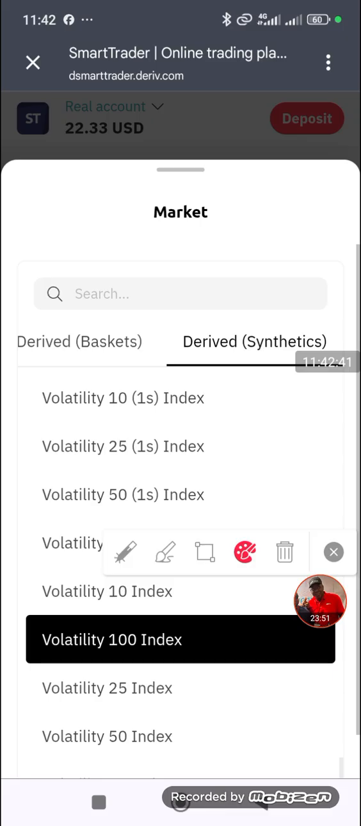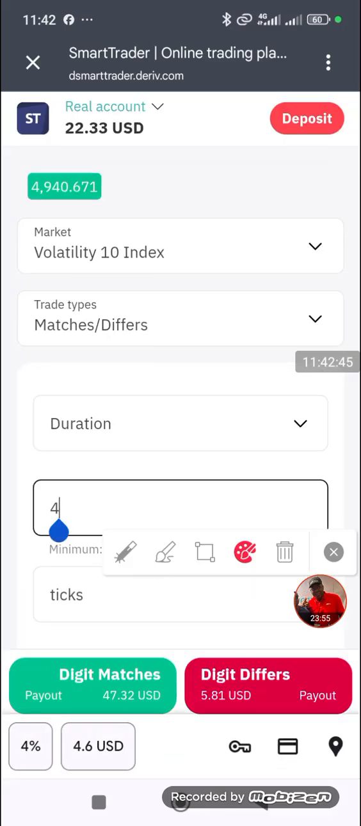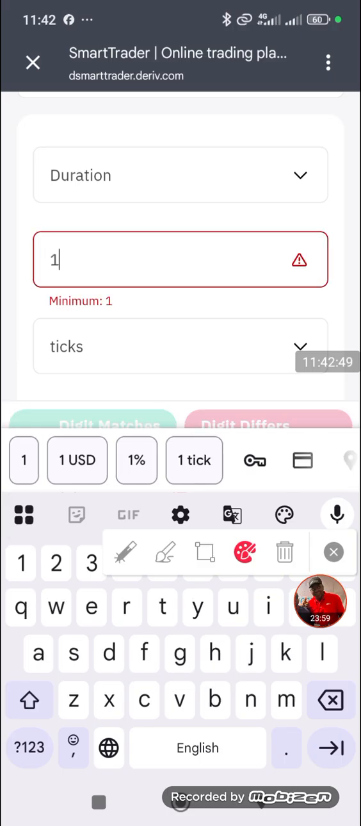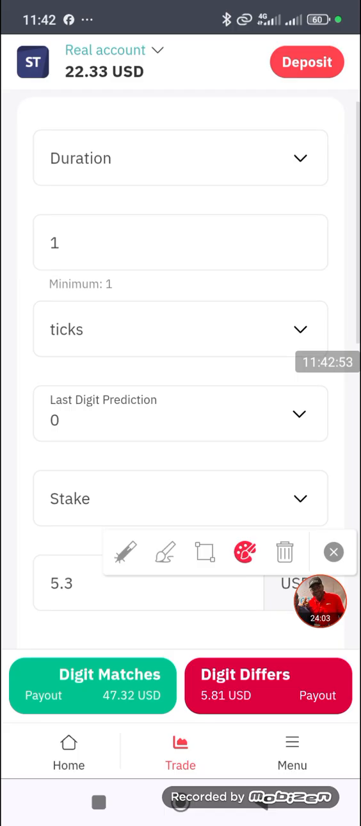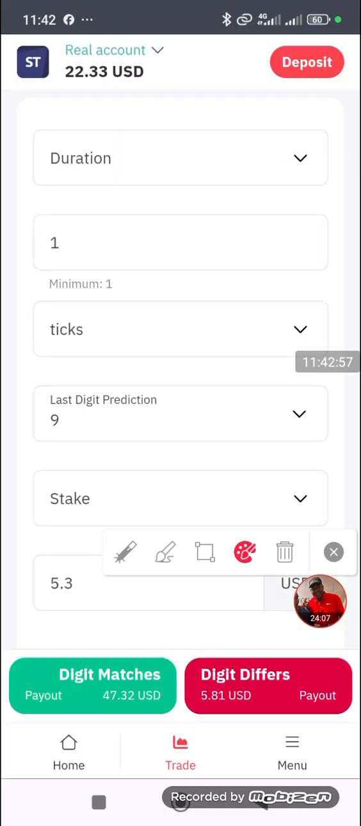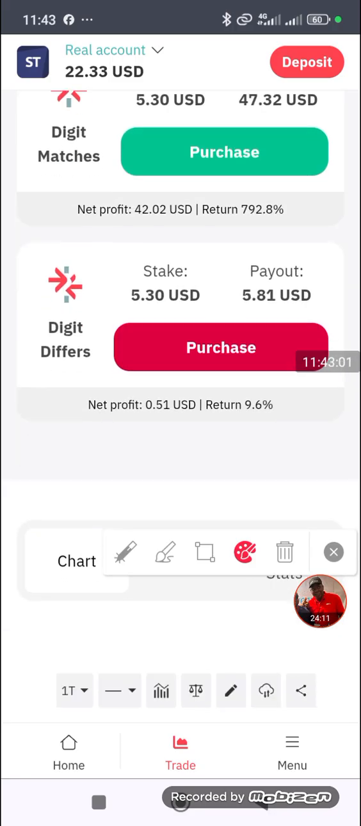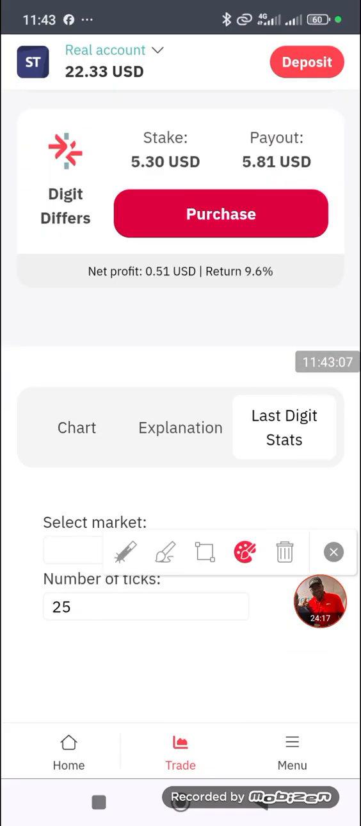Okay. Let me look at the 10 index. If you're trading, you have to stick to one. You cannot be trading all of them together. Why? Because they all are not the same. The structures are different. You see this one now, it's going to give me 0 point something cents. That's what it's going to give me.